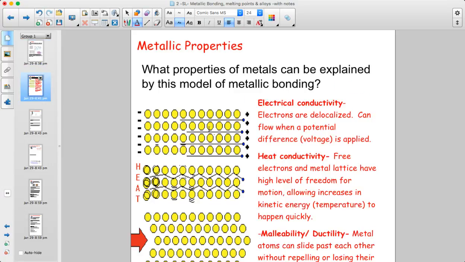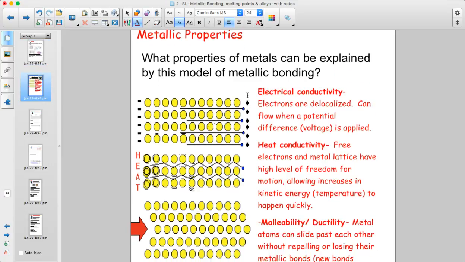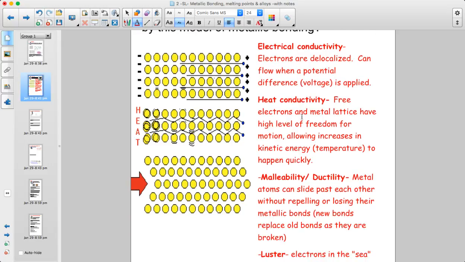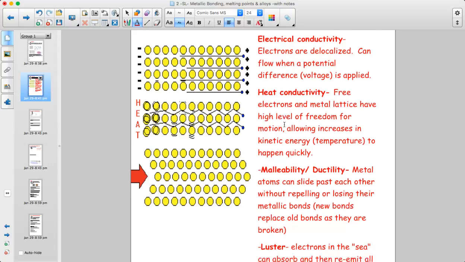So we've talked about some of the properties of metals before. They conduct because the electrons are delocalized and therefore can move. They have very good conductivity of heat as well. They get hot very fast because of that freedom of the electrons to move and for their kinetic energy to increase when heat is applied.